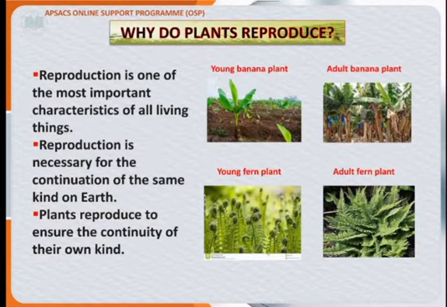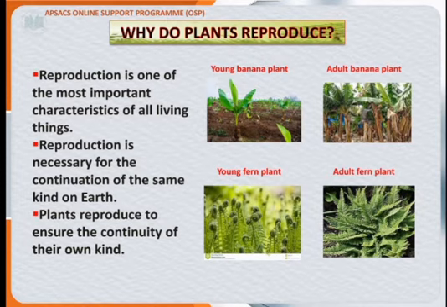Here is the first topic: why do plants reproduce? Plants reproduce to ensure the continuity of their own kind on earth, because reproduction is one of the most important characteristics of all living things.